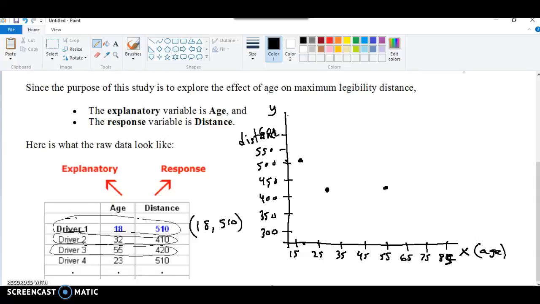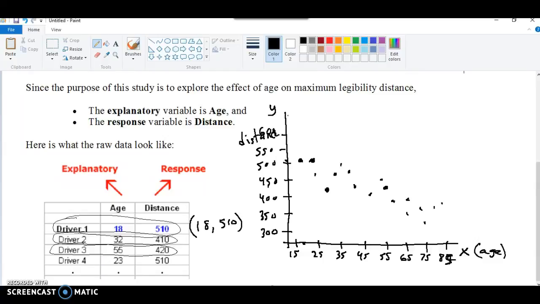And our fourth driver, age 23, 510. So 23 years old, 510, right about there. That person can see as far as the 18-year-old person can. And that's the first 4 data points. Now, if you were to continue this for all 30 drivers, you would get 30 dots. So let's just make up some more dots here. It would look something like this.